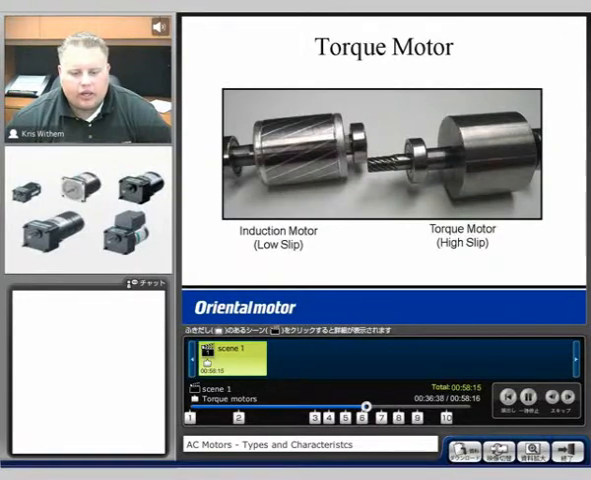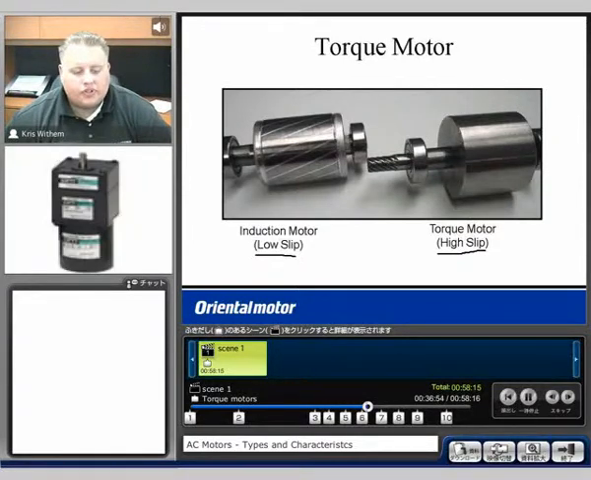So if we take a look right here at the high torque, or the torque motor, we don't see any lines that come across the rotor itself, unlike the induction motor. That's because it's just one solid piece of metal with no conducting bars. The induced current flows over the surfaces of the rotor, allowing it to have a slip of 100%, also known as stall, or even be back-driven.